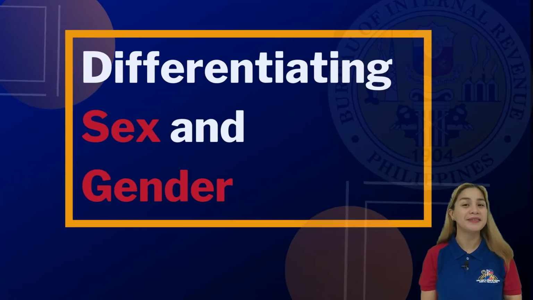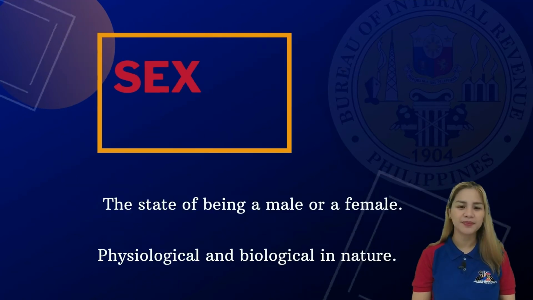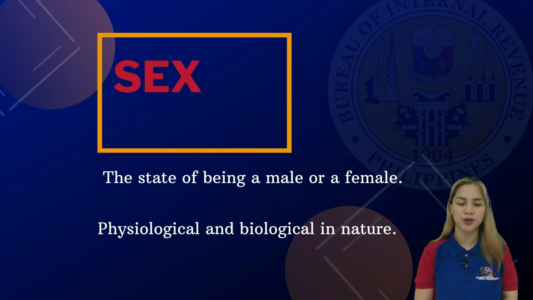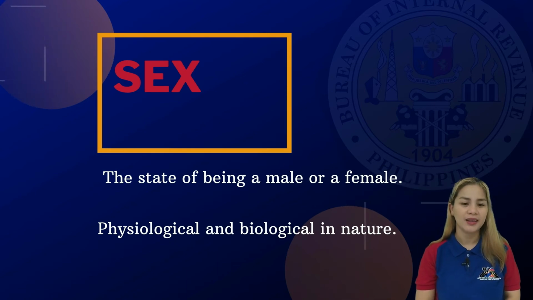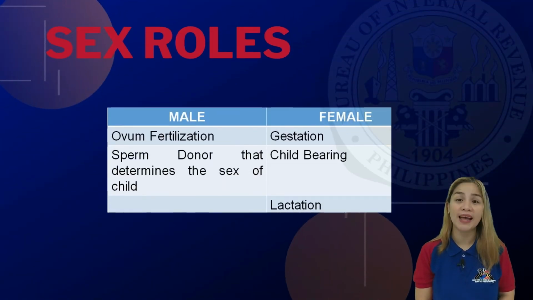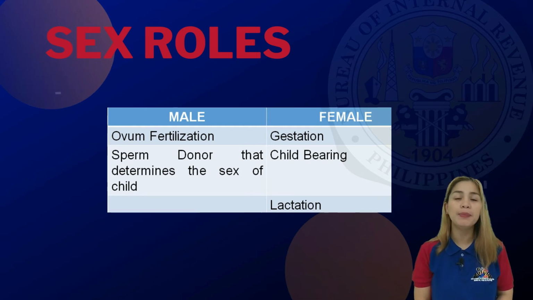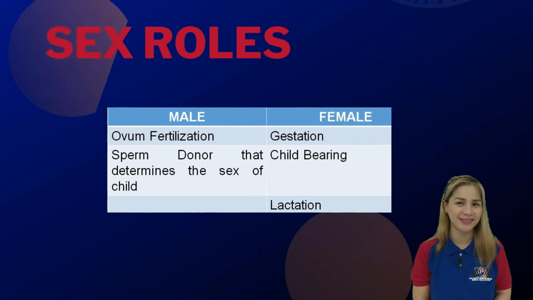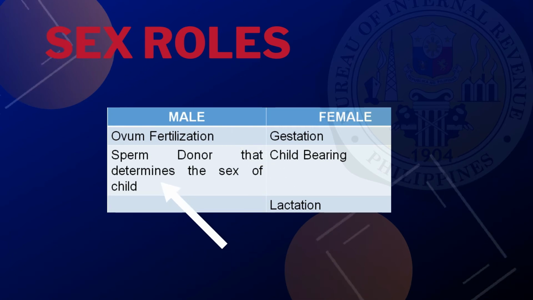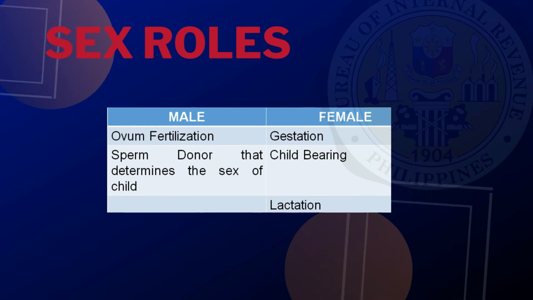Let us differentiate sex and gender. What is sex? The state of being male or female, physiological and biological in nature. It is therefore genetic, the physical identity of the person. Sex roles are sets of attributes, including attitudes, personality traits, abilities, interests, and behaviors that are defined as appropriate for each sex. For example, the sex role of male includes ovum fertilization and being the sperm donor that determines the sex of the child, while the sex role of female includes gestation, childbearing, and lactation.